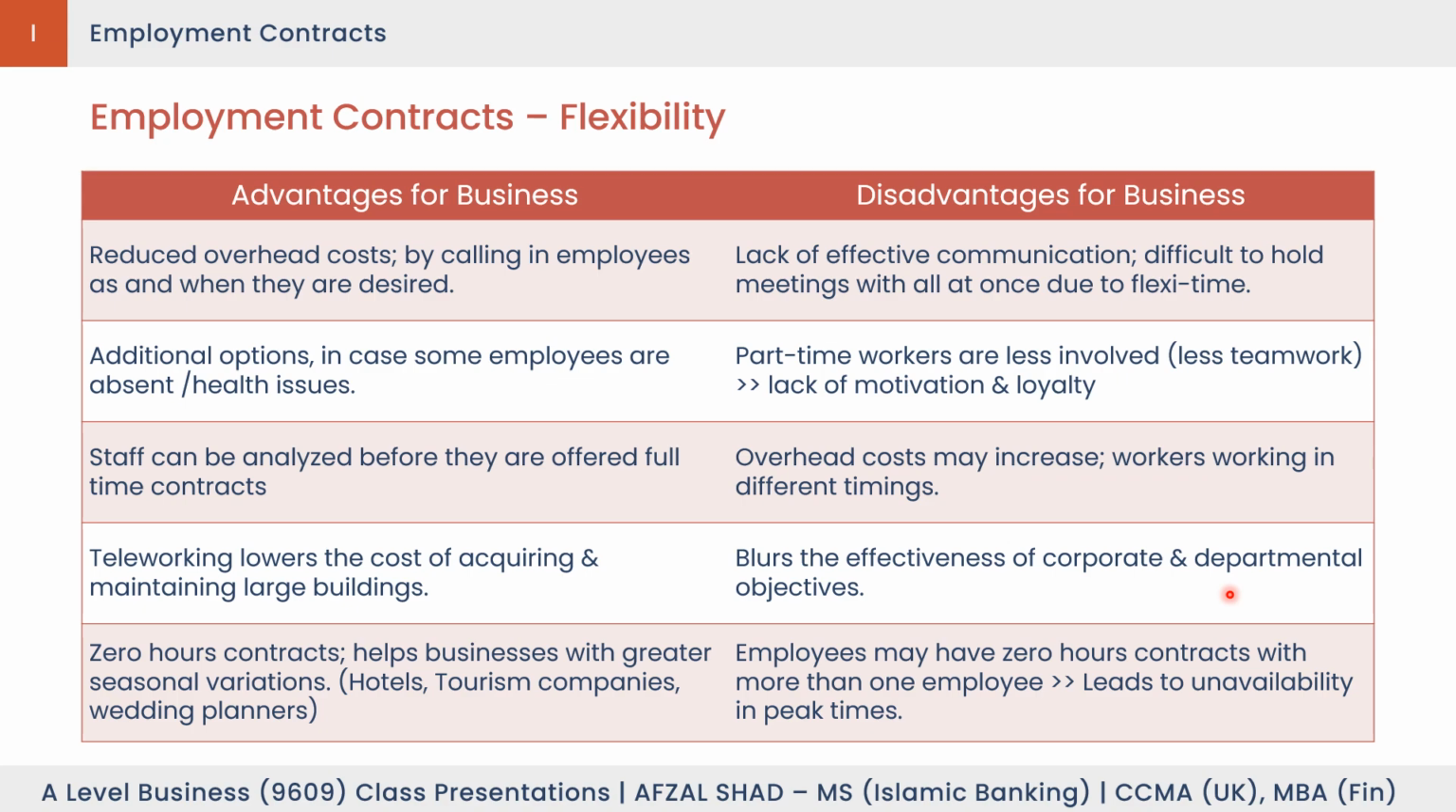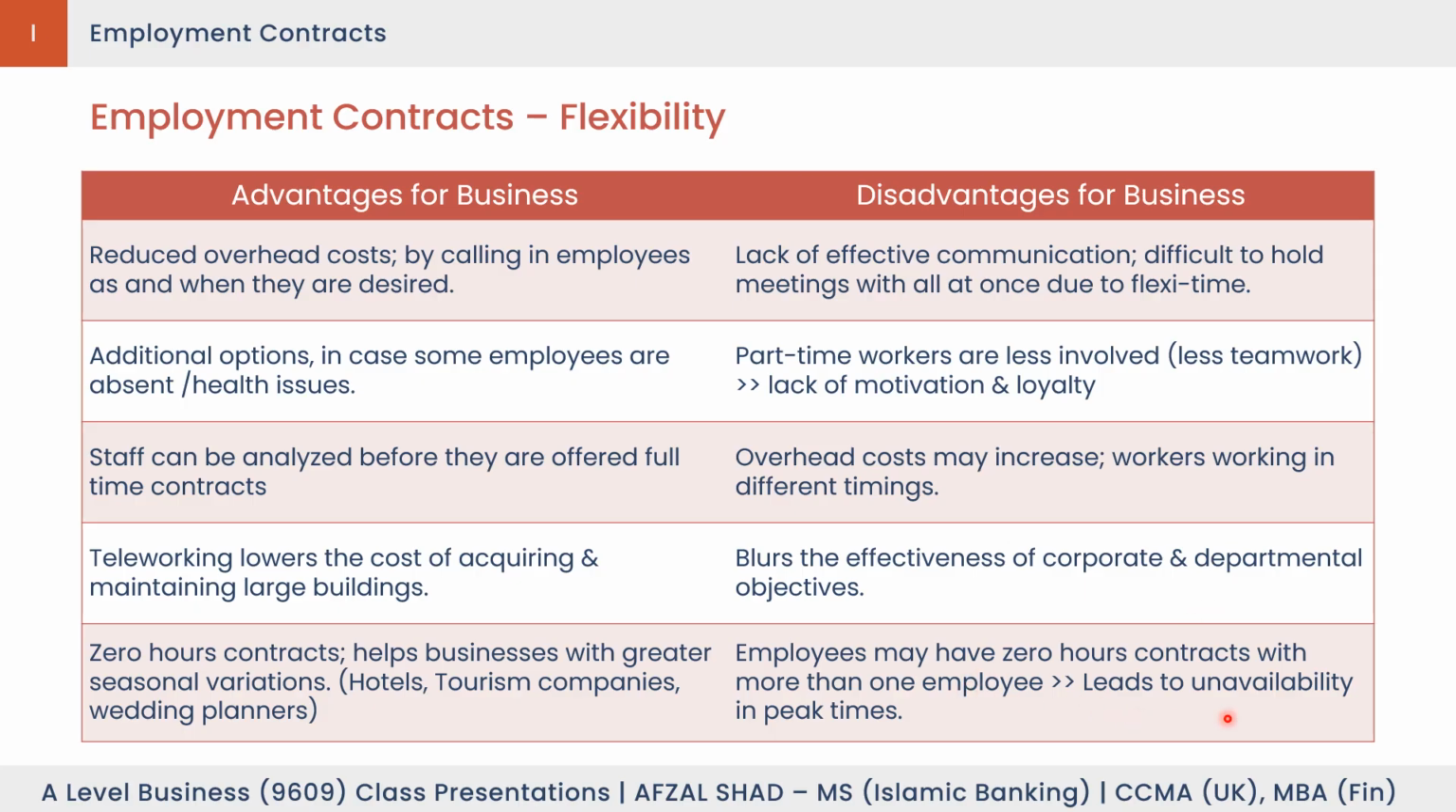But what if the person is coming at different timings? What would be the affiliation with that department? If there is no affiliation, there is no effectiveness in the objectives or the bond between the top management and the employee. So if there isn't any bond between the top management and a part-timer, how can they be working on the objectives of the business? Because the part-timer cares about the money, they don't care about the loyalty.